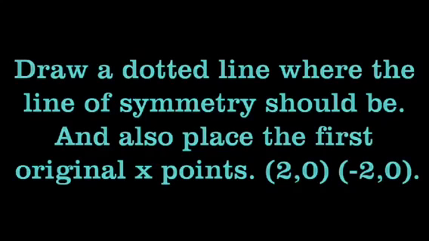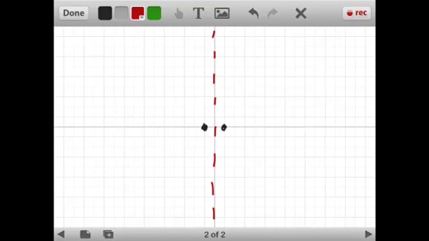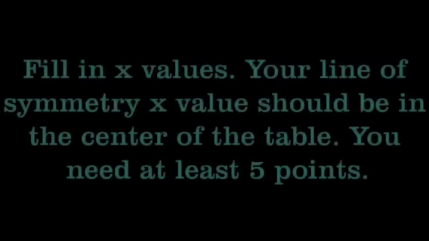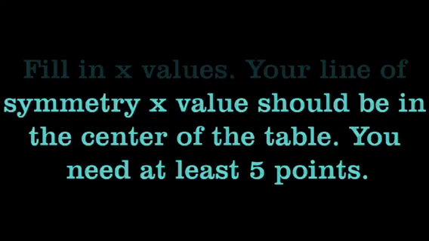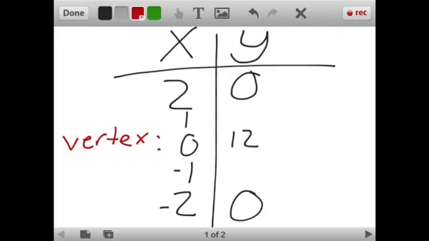The next step is to draw a dotted line where you think the line of symmetry should be, and also place the first two original x points, (2, 0) and (negative 2, 0). You need to fill in your x values on the input-output table. Your line of symmetry x value should be in the center of the table, and you need at least 5 points.